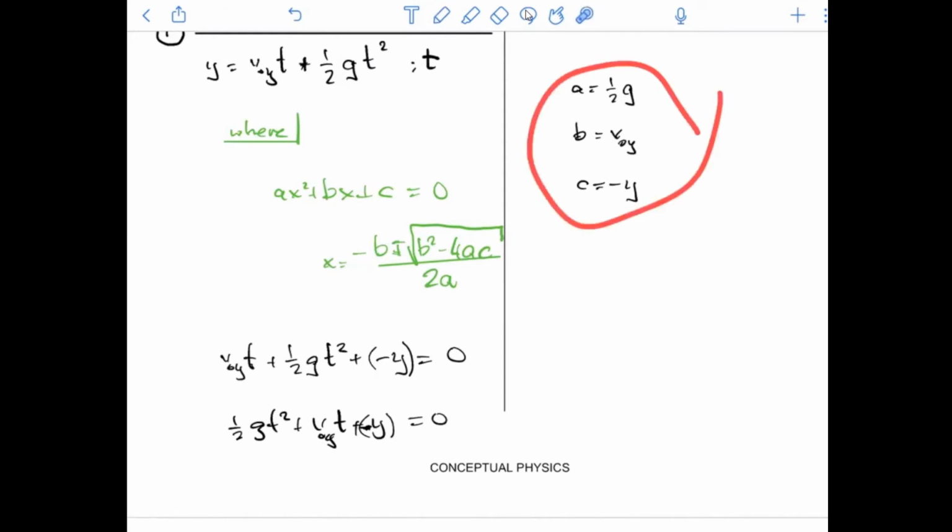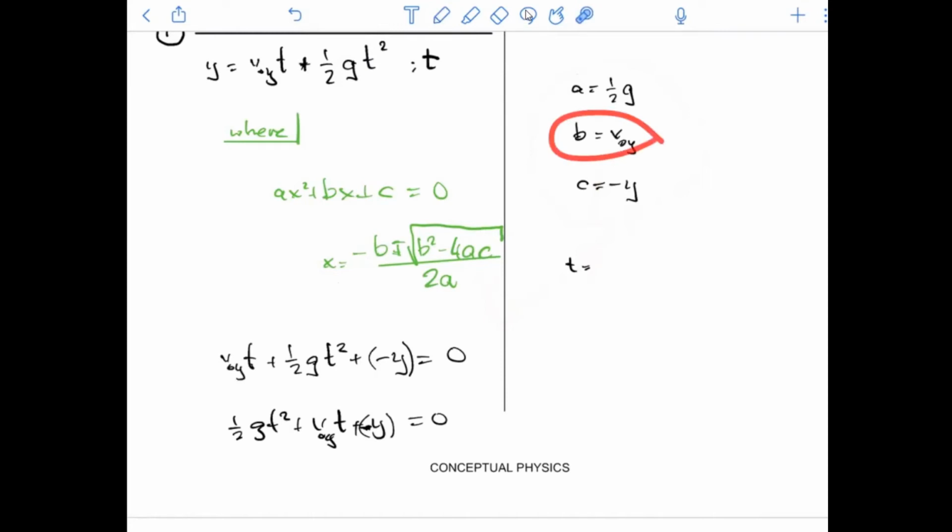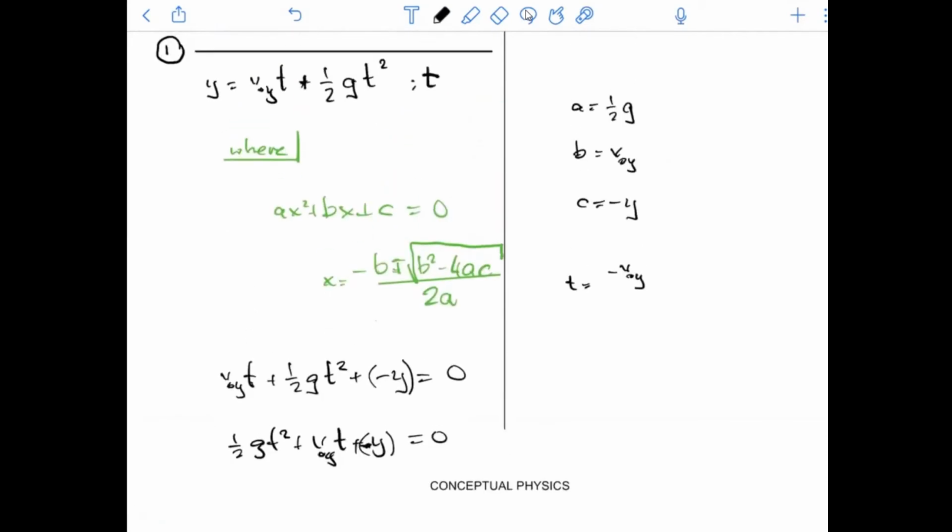All right, so everything is going to go into this formula. This x now is going to become t. You get your b, which is this. And then we got plus and minus, open parentheses, b squared, which is going to be v_0y squared minus 4.